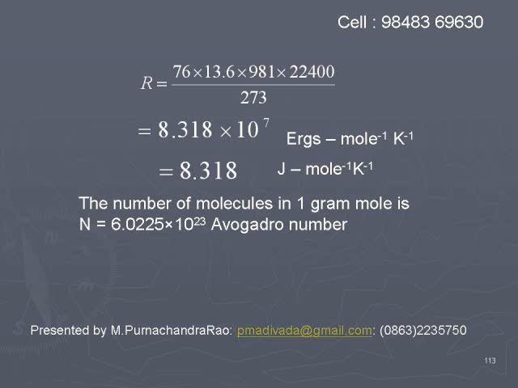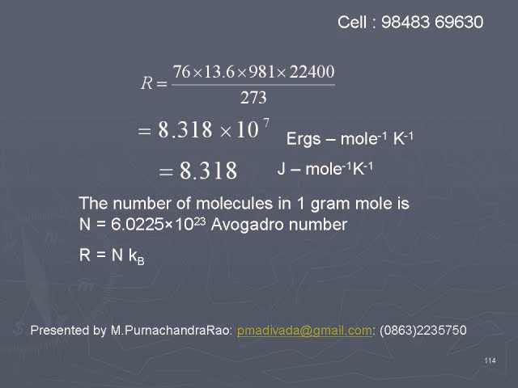The number of molecules in 1 gram mole is the Avogadro number, which is 6.0225 into 10 to the power of 23.